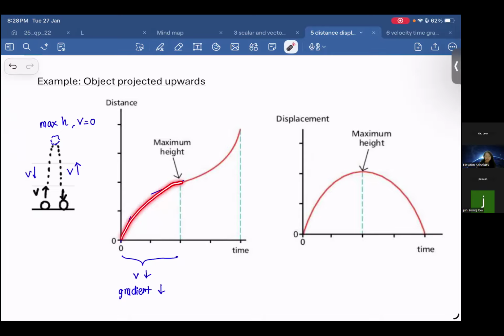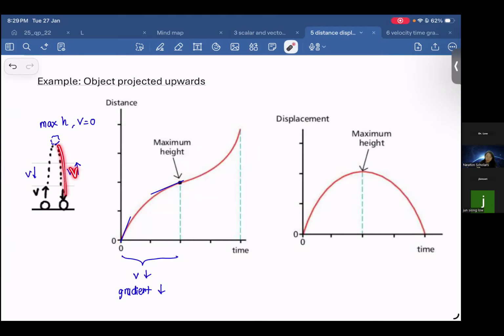Zhensheng, okay, this part. Jiaxuan, is it okay? Gradient decrease. Okay, so can you see that for this part, the distance and the displacement are the same. These two are the same, nothing changed. But the difference is when they change direction. For displacement, we have to consider direction, but for distance, no need. I just want to continue the total path.